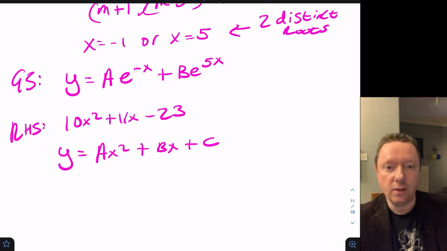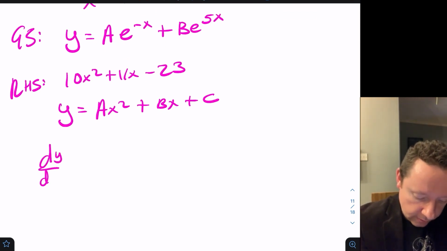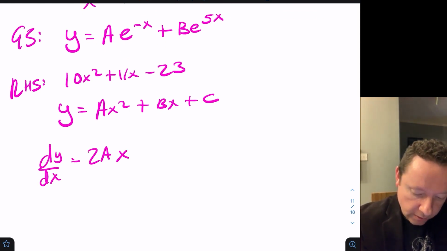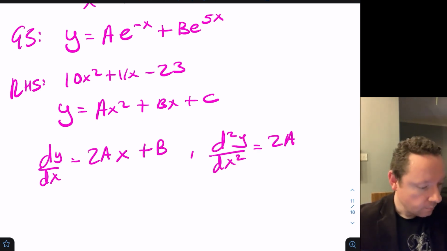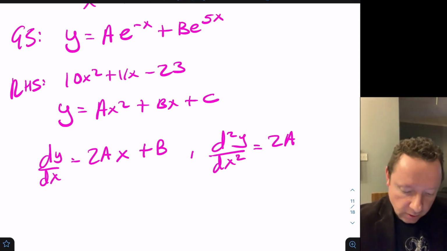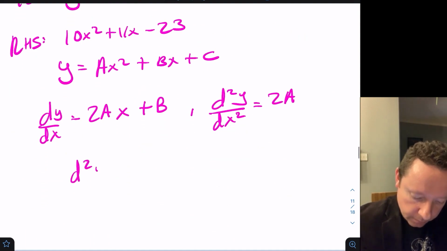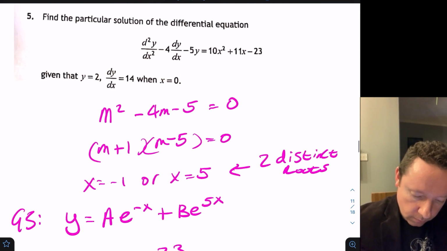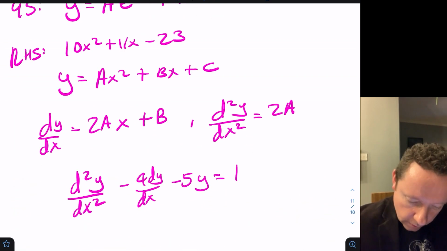So now we can differentiate that twice to find dy by dx and d2y by dx squared. dy by dx is just going to be 2ax plus b, and d2y by dx squared is simply going to be 2a. So now we can sub that back into the original equation. The original equation was d2y by dx squared minus 4 dy by dx minus 5y equals 10x squared plus 11x minus 23.